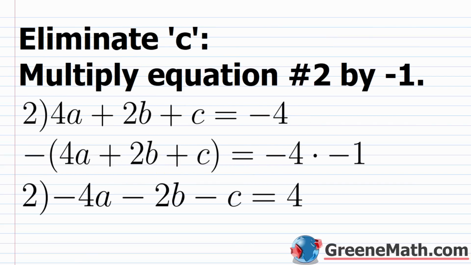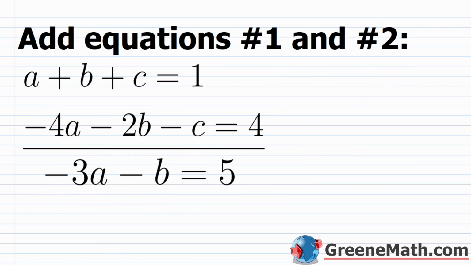Okay, so once again, we're going to use the strategy where we eliminate c by multiplying equation number 2 by negative 1. So for equation number 2, if you multiply both sides by negative 1, you end up with this modified form. So equation 2 is now going to be negative 4a minus 2b minus c is equal to 4. And then we're going to add equations number 1 and number 2, and we'll also add equations number 2 and number 3. This is going to get rid of c from our system.